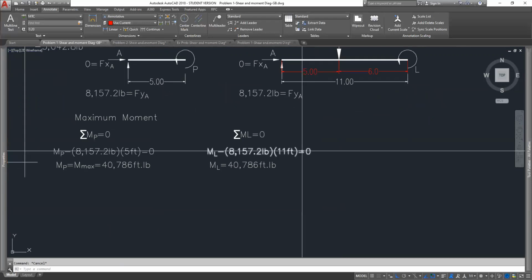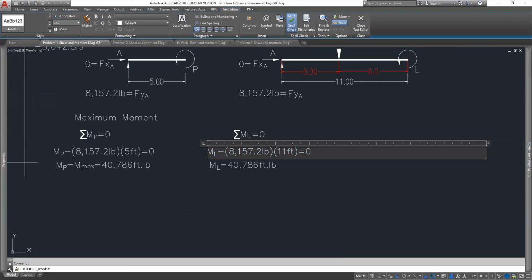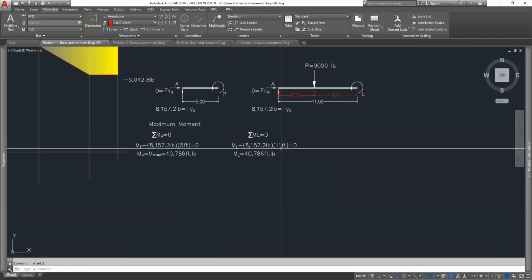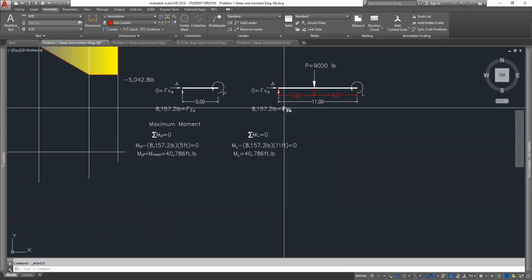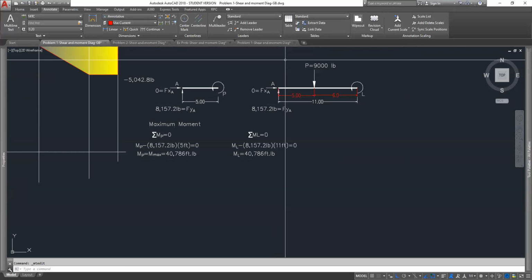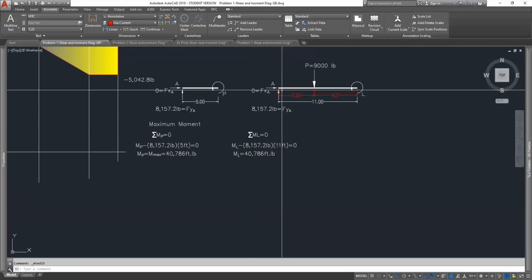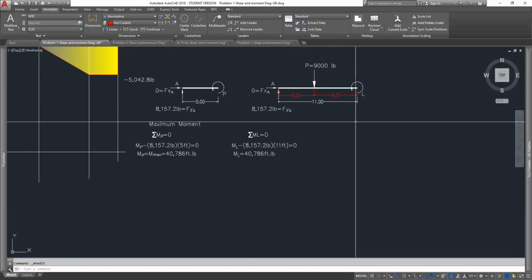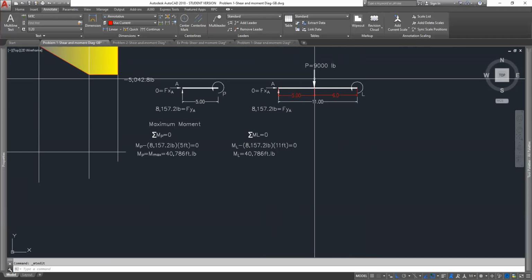All right, so we need to add something to this, correct? What's missing from this equation, guys? I got one force going this way, which is a negative force. Any other forces before we get to this moment? We got the 9,000-pound load coming down, correct?